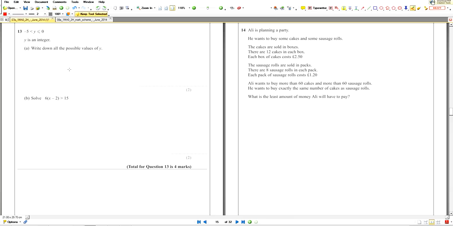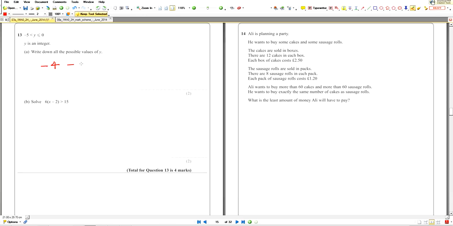Question number 13. y is an integer. Write down all the possible values of y. It says y must be greater than minus 5. So if it's greater than minus 5, then we should really include what number? Minus 4. Then minus 3. And then minus 2, minus 1, and 0. Including 0 because it says less than or equal to 0. So all of these are the answers that will satisfy that condition.